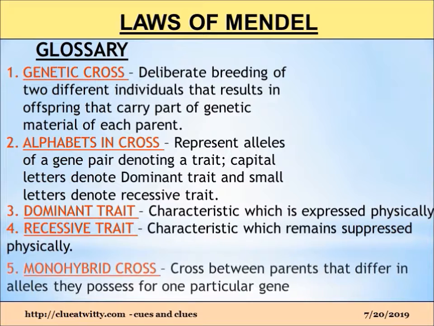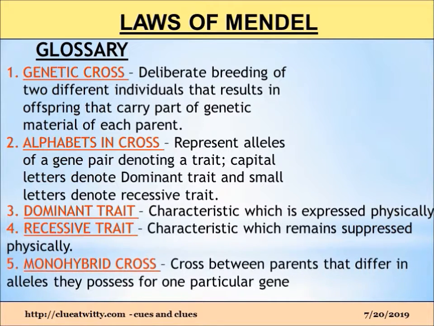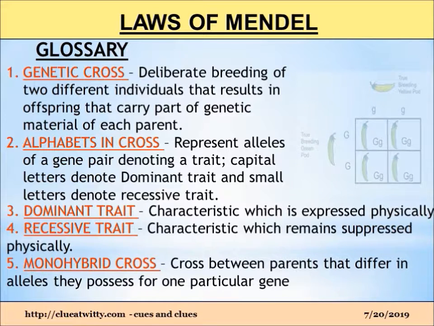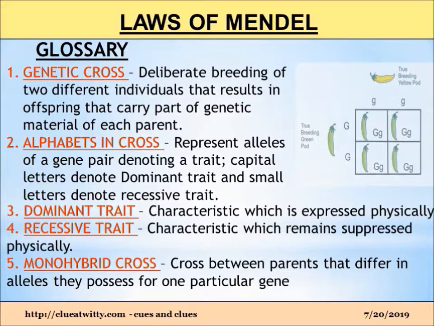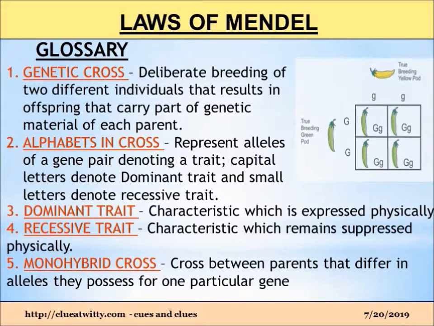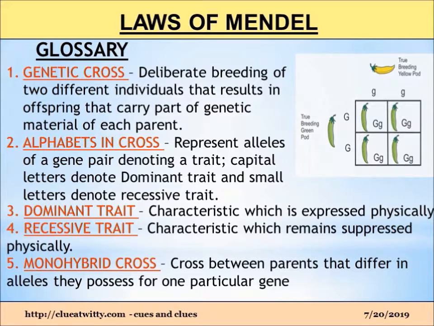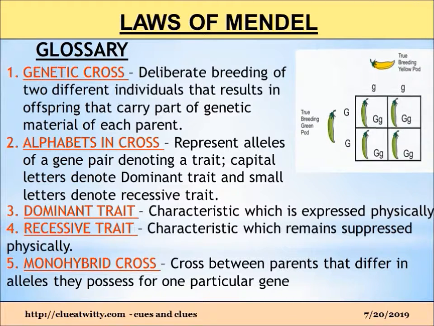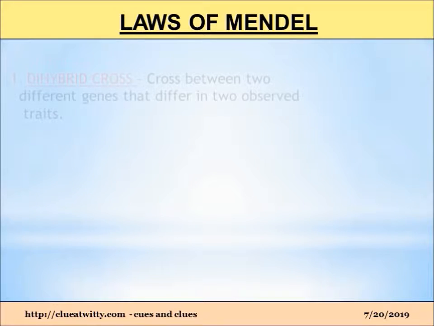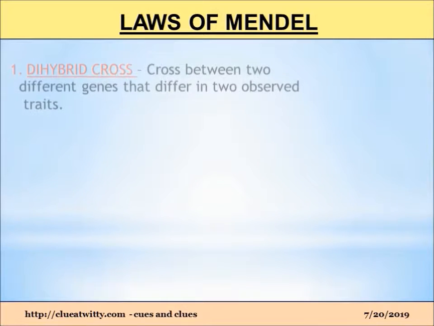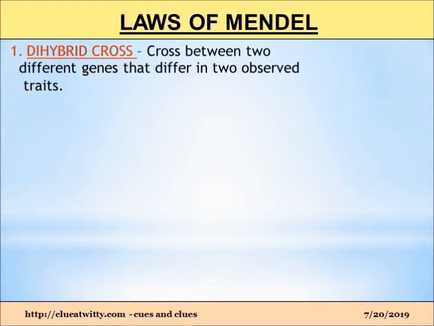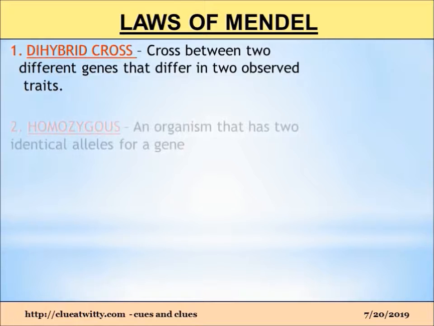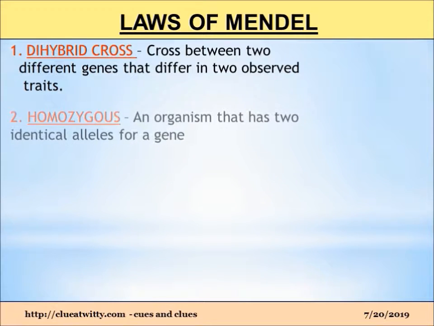What is a monohybrid cross? A cross between parents that differ in the alleles they possess for one particular trait only is called a monohybrid cross. A dihybrid cross is a cross between two different genes that differ in two observed traits. For example, the picture shows a capital R that stands for color and T that stands for height. So we study the flower color and the height of the plant together.